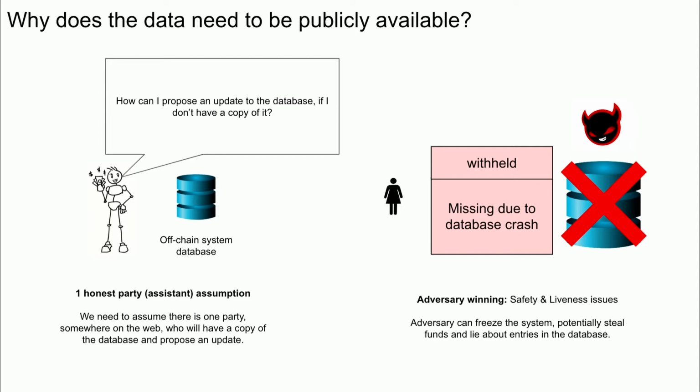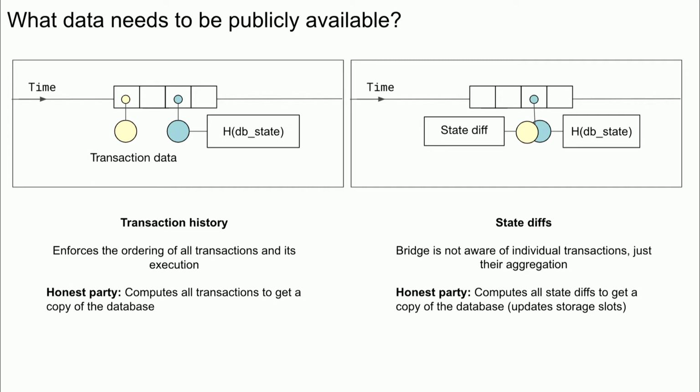What type of data can be posted? So there's two types of data. Typically, in the optimistic rollups, they'll send a list of transactions to the bridge. So everyone can see every transaction that's executed. With the validity rollups, what's quite quirky is that they don't have to send the transaction data. They'll send the validity proof alongside a state diff, and basically a state diff says this is how you update your database.